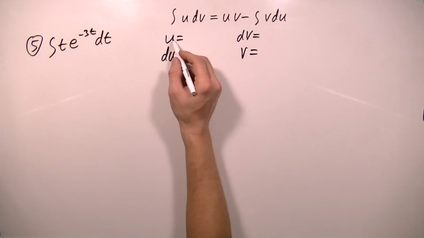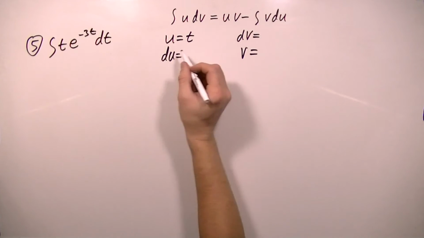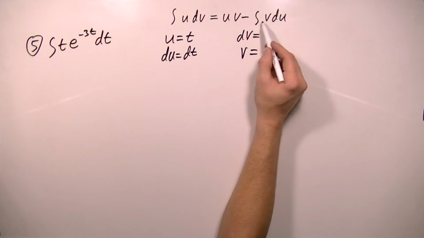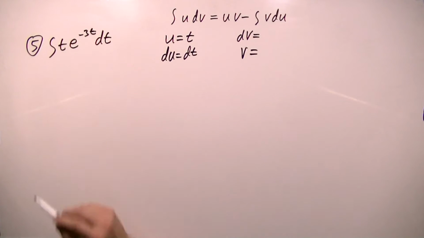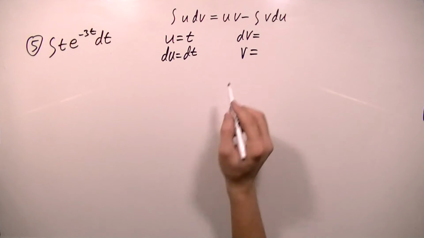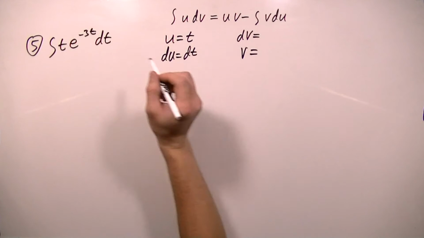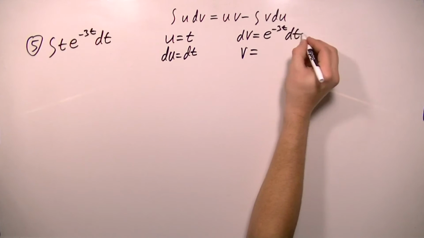So I've decided that I want u to equal t because when I plug in du, which will be dt, into my final integral here, I won't have a variable. That's what's stopping me from taking the integral here. So that means that dv must be what is left here, and that's going to be e to the negative 3t power dt.